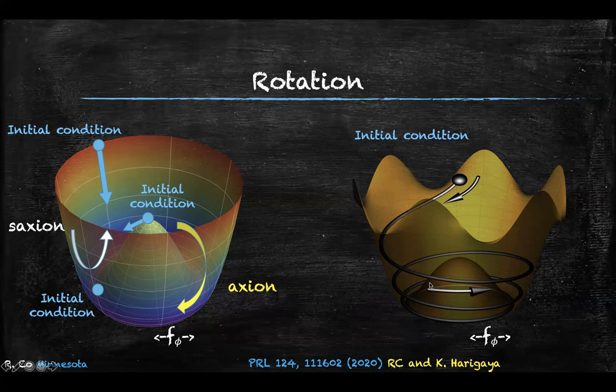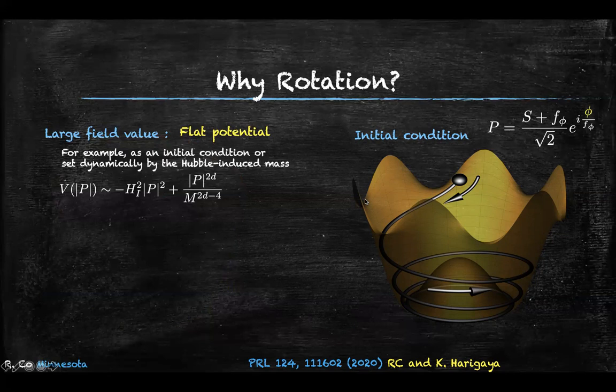But let me be more mathematical. I have to motivate two things for you. First, I want to motivate why we start with a large field value where the explicit symmetry breaking will be present. Then I will talk about why there should be explicit symmetry breaking.